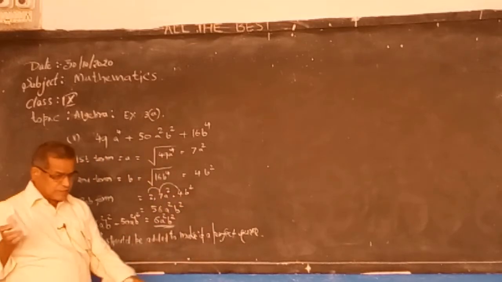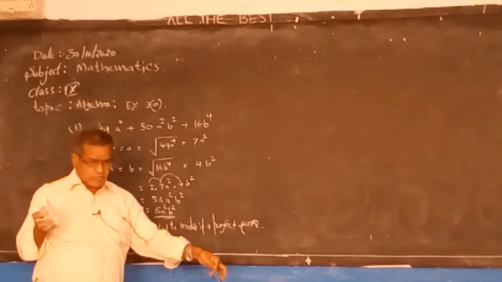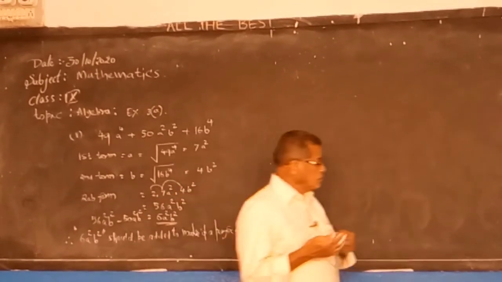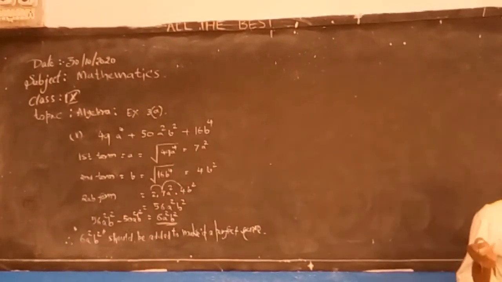See, there are three terms: square of first term, square of second term, plus 2 of first term into second term.